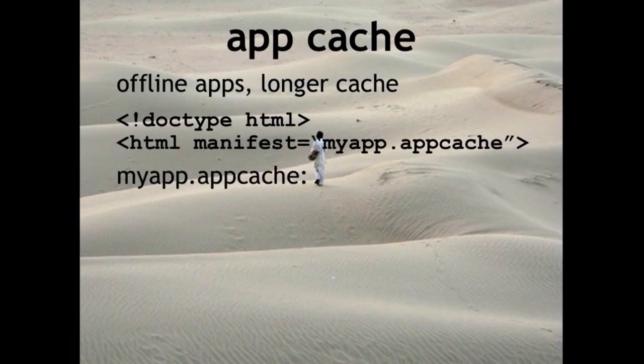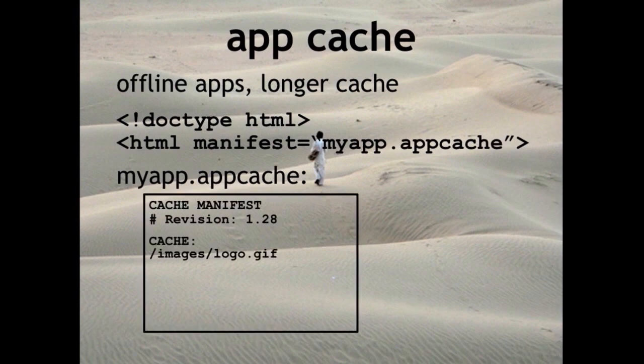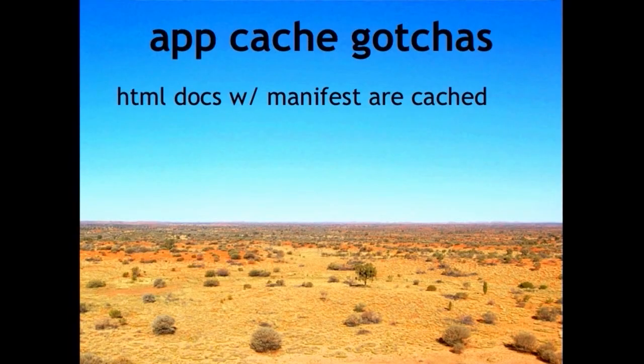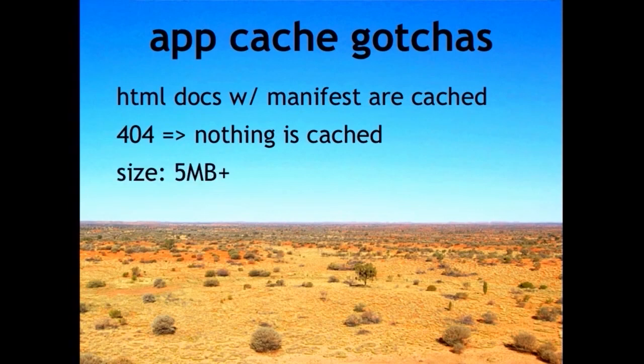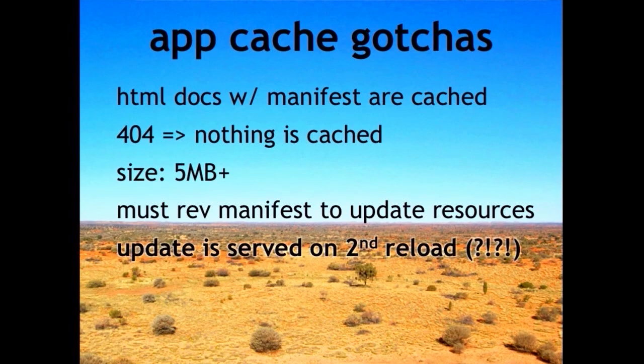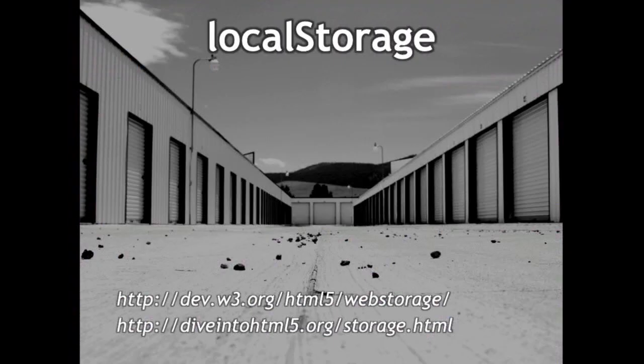App cache is great for working offline. I'm not going to go over this too much. It has a lot of challenges. Here's how it works. The challenges are: anything that uses an app cache manifest, the HTML document itself is cached. If anything in the manifest 404s, then nothing in the manifest is cached. You're limited to 5 meg, which isn't bad. And this is just a dev complication: if you change any of the resources in the manifest, you have to make sure to rev the manifest itself. Otherwise, the browser won't look for it.